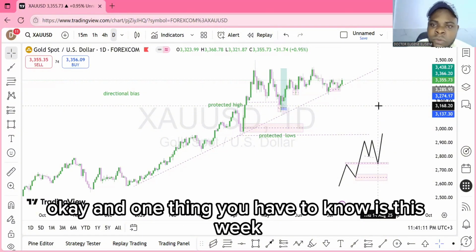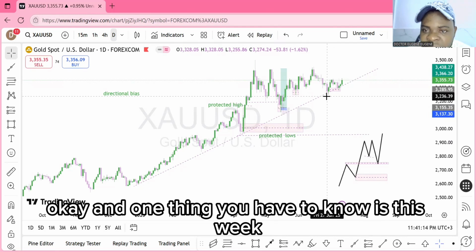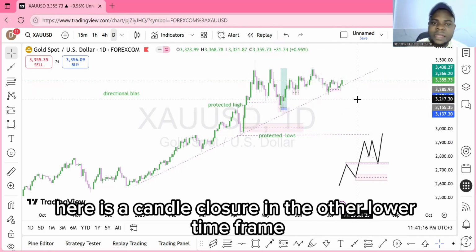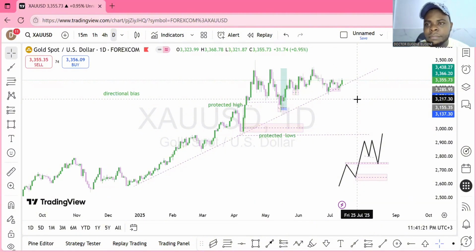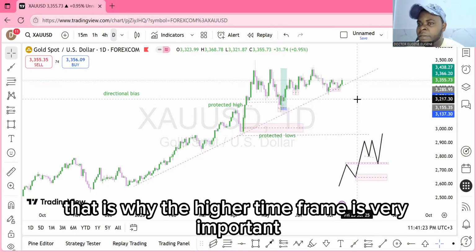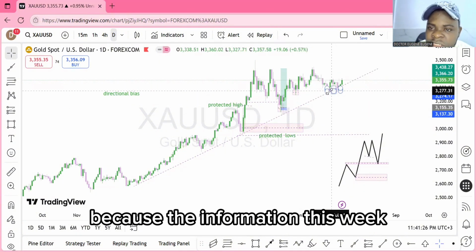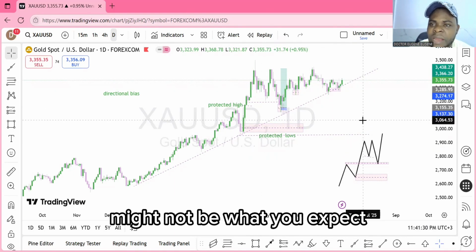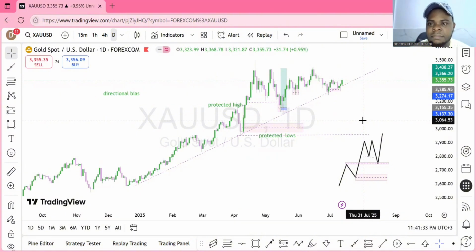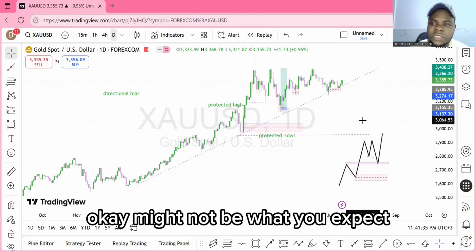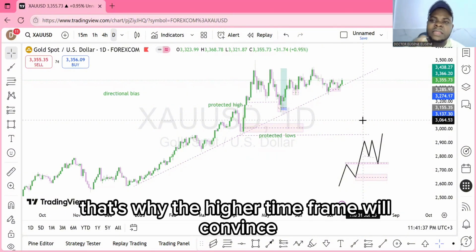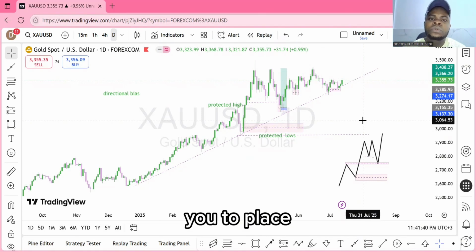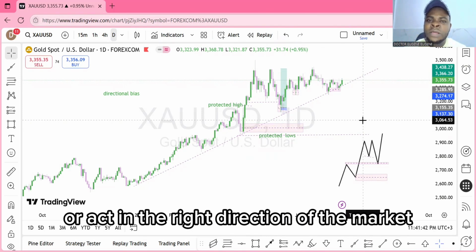Okay, and one thing you have to know is this week here is a candle closure in the other lower time frame. That is why a higher time frame is very important, because the information this particular week's candles here will be giving you might not be what you expect. That's why the higher time frame will convince you to act in the right direction of the market.